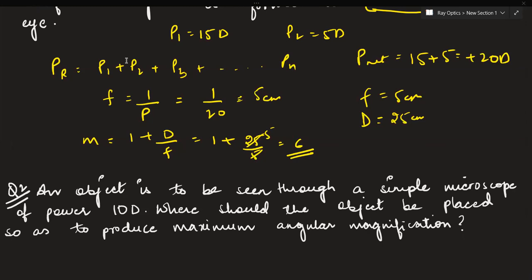No, Shehzada. See, 25 centimeter is the least distance of distinct vision. So V will be equal to minus 25 centimeter. You have to find out U. Where should the object be placed?